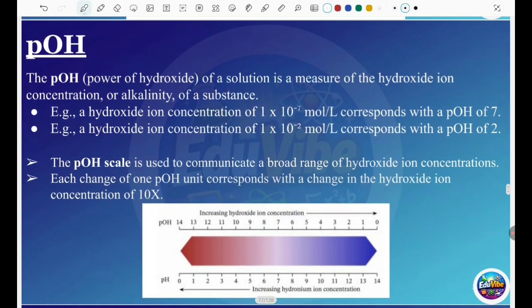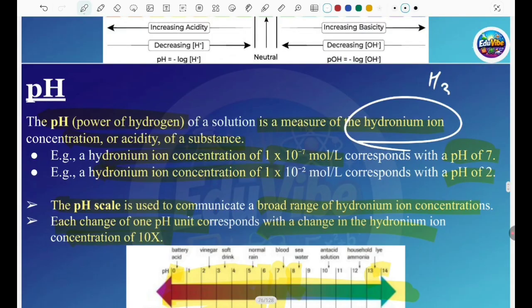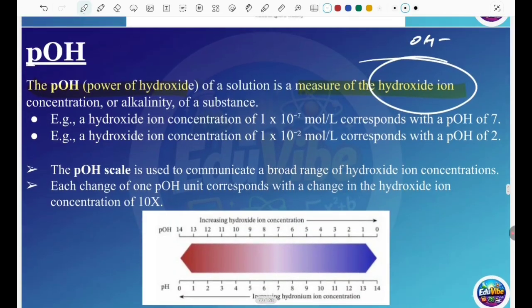Next we have pOH. The pOH is the power of the hydroxide. So in this we measure the hydroxide ion. So again, important, the hydroxide ion. This is OH negative. So in this we measure the hydroxide ion. It's the same: if we have these concentrations, we have 7, we have 2. So in this too, we measure everything the same, and the pOH scale is also the broad range of hydroxide ion concentrations, and each one pOH unit corresponds with a change in hydroxide ion concentration by a factor of ten. So everything stays the same as in pH.